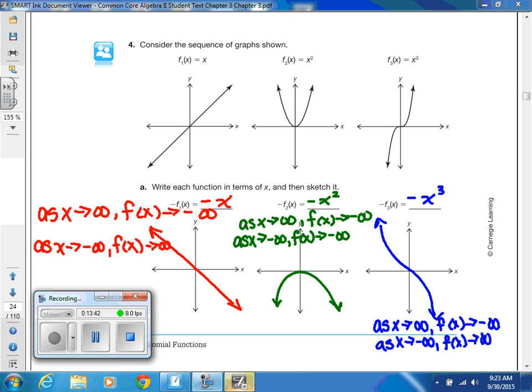Alright, fill in the chart on question B on page 229. Fill in that chart. Question B on 229.